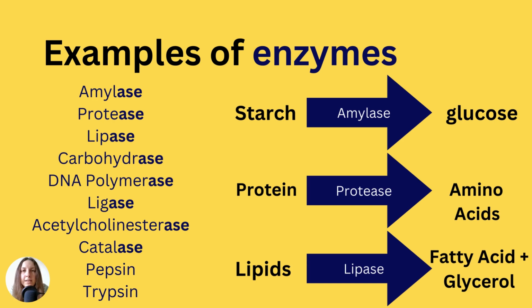A lot of them will end in the same suffix, or the end part of the word, okay? They'll all end in 'ase', except for a couple. There are ones like pepsin and trypsin, which are part of the digestive system, but they don't have that 'ase' bit at the end. It's a hard and fast rule, not the best rule because there are exceptions to it, but a lot of the time enzymes end in 'ase'. So that's a bit of a tip to help you in the exam if you get stuck.